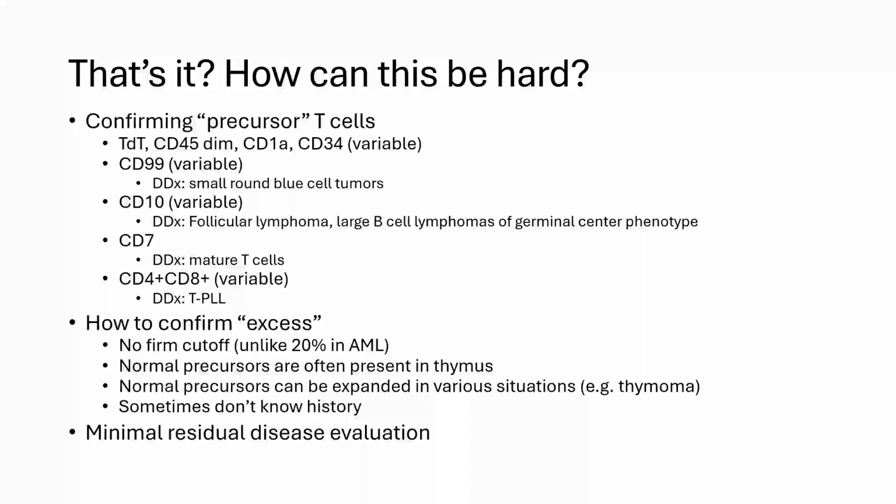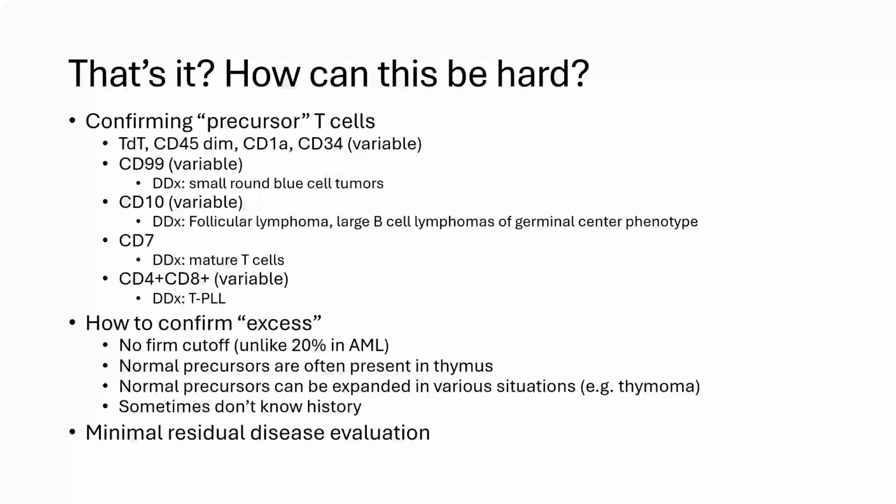However, within a variety of T-ALLs, the expression of these can be variable. Another immaturity marker that we can look for is CD99, and that also has variable expression and is nonspecific for T cells, as it can be seen in a number of other small round blue cell tumors from the surgical pathology world. T-ALLs can have CD10, however, this expression is variable, and we already mentioned the differential diagnosis with other B-cell lymphomas.